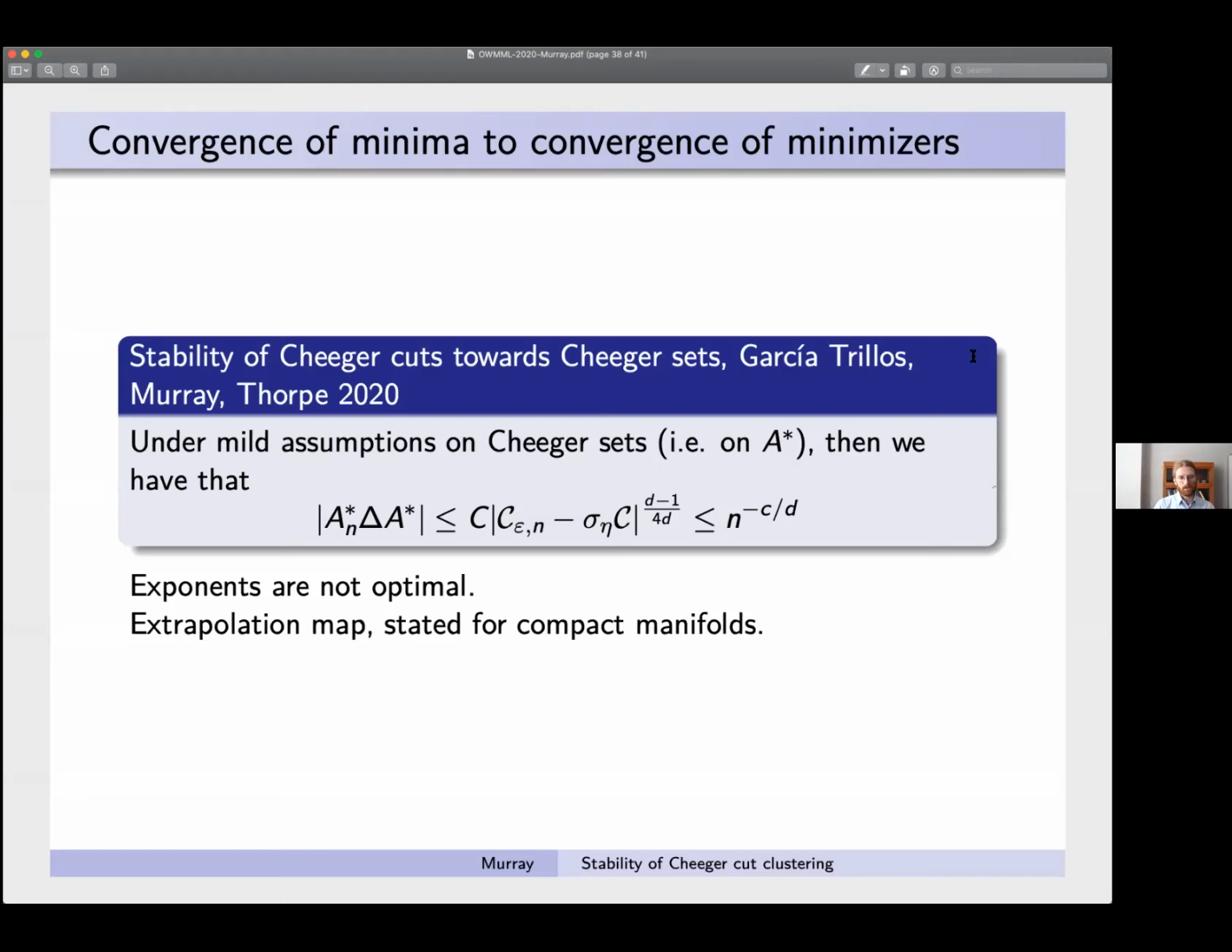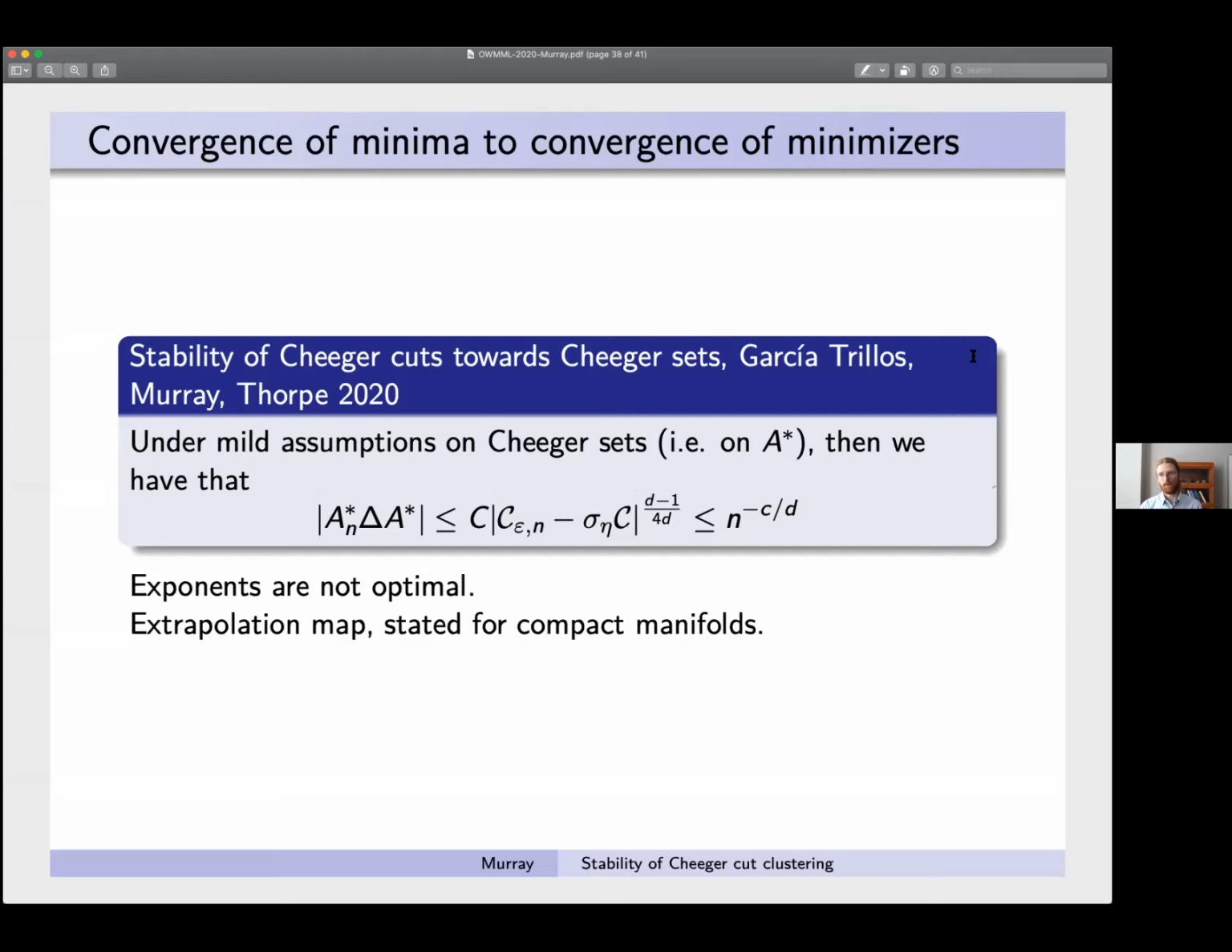Okay, so what does this do? Maybe I'll say a couple of caveats here. The first thing is, under mild assumptions on the Cheeger sets, these are assumptions about the limiting variational problem. We state it for compact manifolds with some specific assumptions, but they're relatively mild. Also, I've suppressed the fact that we can't directly compare A_n star and A star. We have to use some type of extrapolation map, but this isn't so bad either.